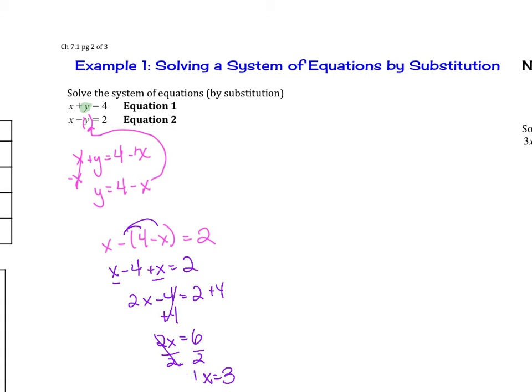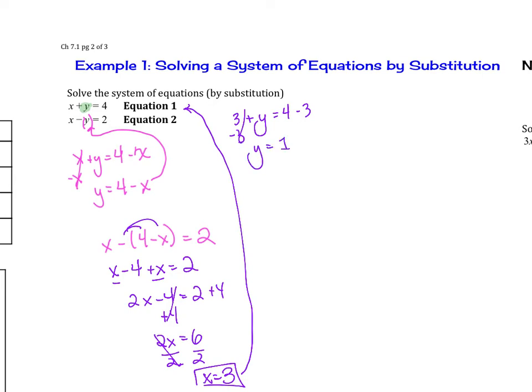Now that we know that x is 3, we can plug it into one of our original equations to find what the y value is. Let's plug it into the first equation. Either one works. So x is 3, plus y equals 4. Subtract 3, and we find that y equals 1. So the solution to this system is (3, 1).